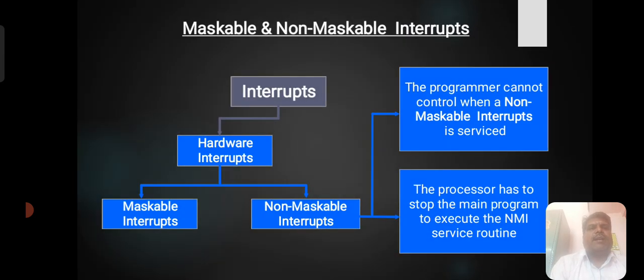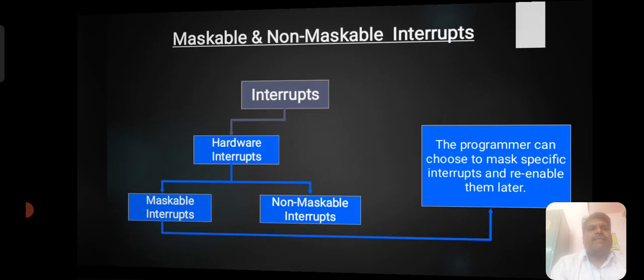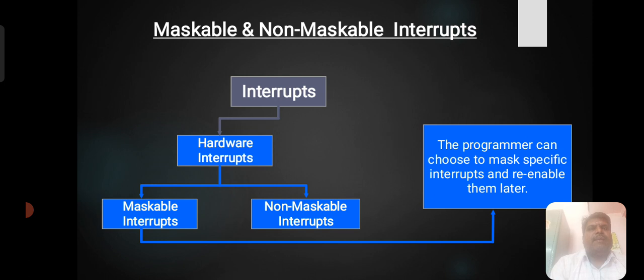Next, non-maskable interrupt means the programmer cannot control when a non-maskable interrupt is serviced. The processor has to stop the main program to execute the NMI service routine. Next, maskable interrupt: the programmer can choose to mask specific interrupts and re-enable them later.